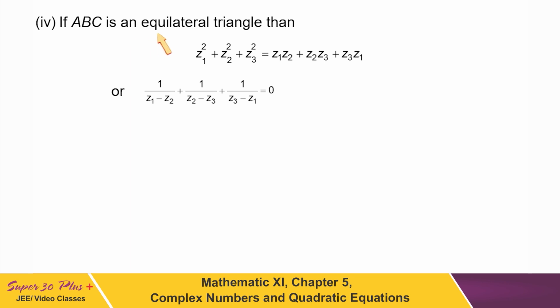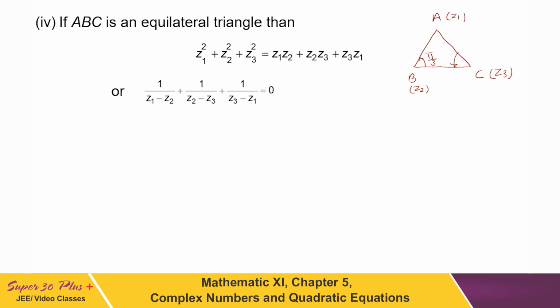Students, if ABC is an equilateral triangle, then we can easily prove that Z1 square plus Z2 square plus Z3 square is equal to Z1 Z2 plus Z2 Z3 plus Z3 Z1 by using the rotation theorem. Let there be an equilateral triangle ABC with the affixes Z1, Z2 and Z3. Now we are going to apply the rotation theorem. Let this rotation be pi by 3 angle in the anticlockwise direction, and this rotation is again pi by 3 in the anticlockwise direction.